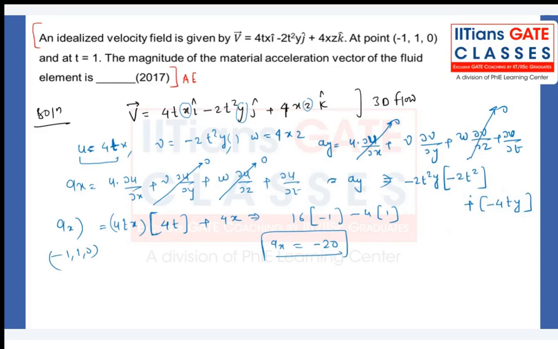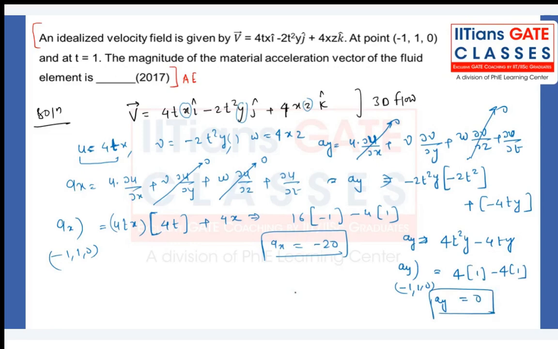So what we can write? 4t square into y minus 4ty. This is my ay, ay at a location minus 1 comma 0. So what we can write? 4 into 1 minus 4 into 1, that is 0. When you do the similar operation on az, that will also come out to be 0, right? I guess when you do the calculation, you will be getting 0.